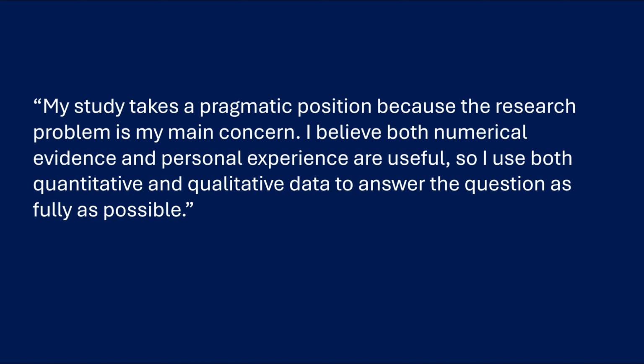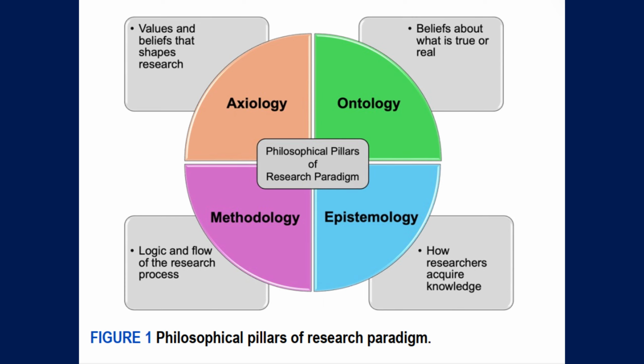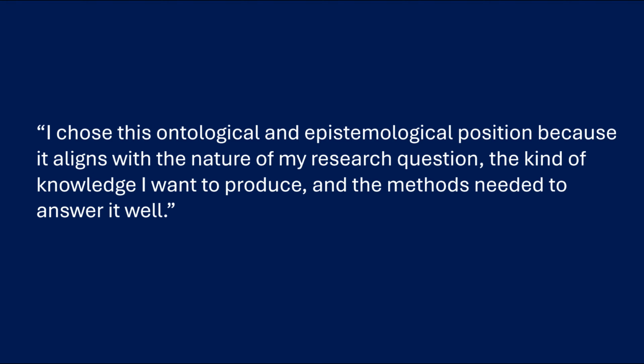Then the other question is, why these positions? So here, the examiner does not just want you to name the position. They want you to justify it. You see that word, justify. So your why should sound something like, I chose this ontological and epistemological position because it aligns with the nature of my research question, the kind of knowledge I want to produce, and the methods needed to answer it well. That is straightforward. You are just saying this because it is coherent and not because it sounds impressive. And that is the truth.